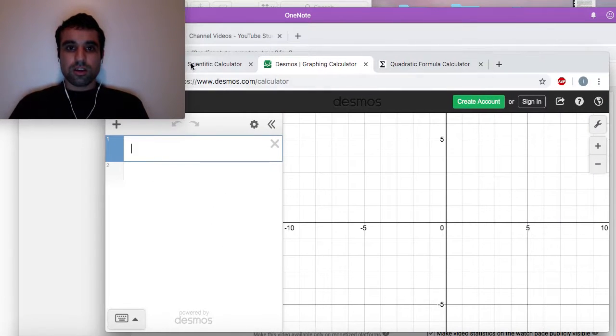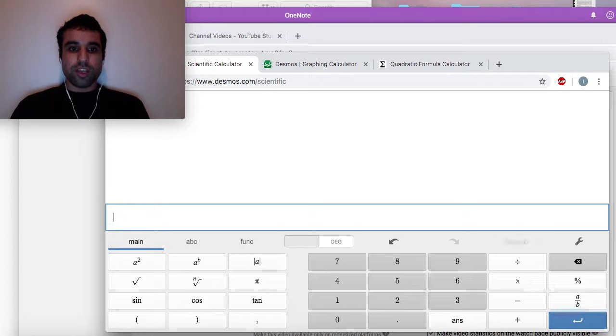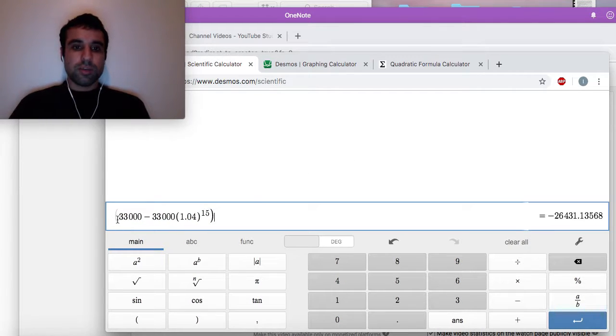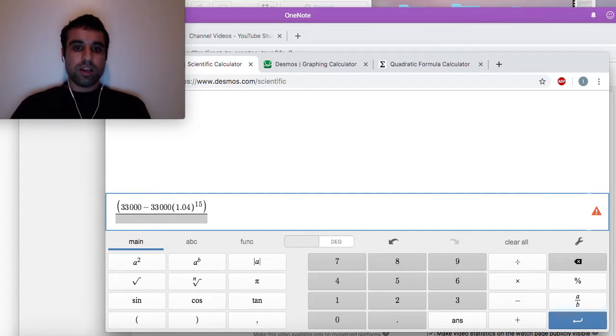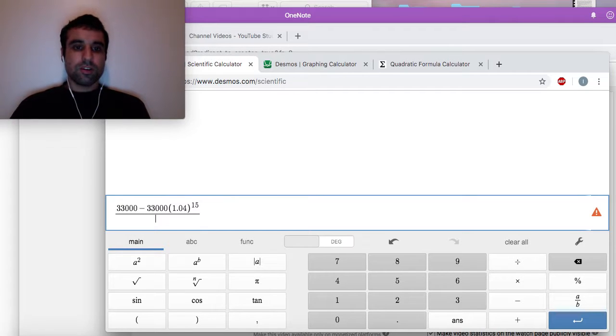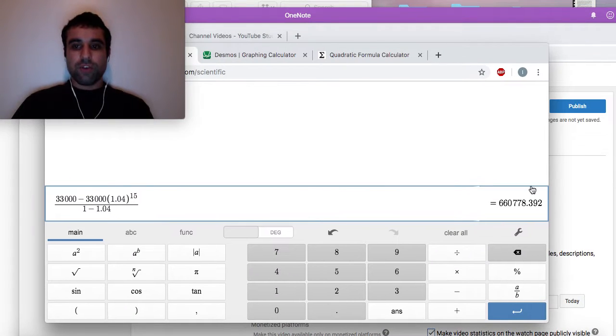this one. So all I want is 33,000, no comma, they don't like those. 1.04 to the 15th. I'm going to put parentheses so that they know I'm grouping all of this in the fraction. All over 1 minus 1.04. And as you see, the total amount is $660,778.39, rounded to the nearest cent. 660,778.39.